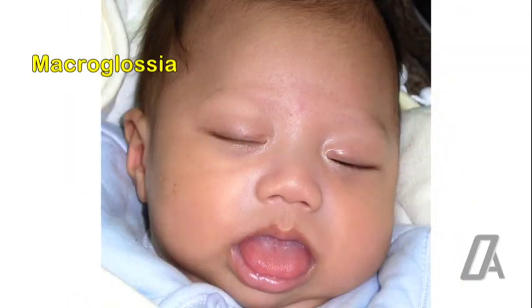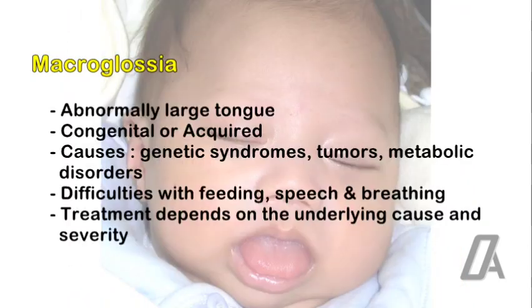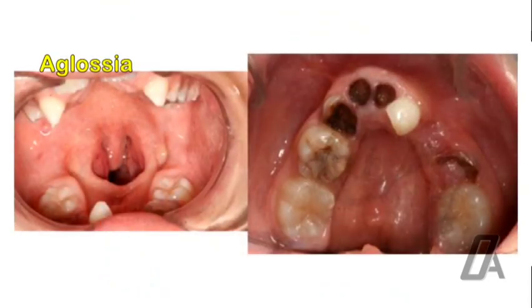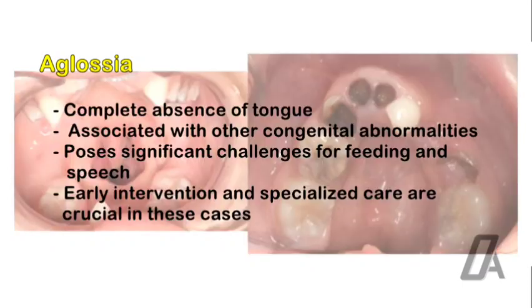Macroglossia refers to an abnormally large tongue. It can be congenital or acquired. Causes include certain genetic syndromes, tumors, or metabolic disorders. It can lead to difficulties with feeding, speech, and breathing. Treatment depends on the underlying cause and severity. Aglossia, the complete absence of the tongue, is extremely rare. It's usually associated with other congenital abnormalities. It poses significant challenges for feeding and speech. Early intervention and specialized care are crucial in these cases.